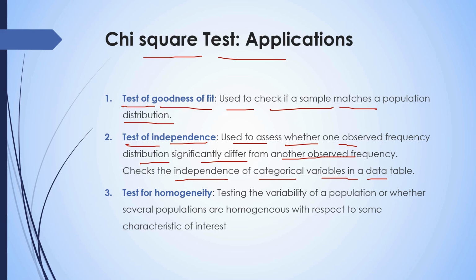The third application is test of homogeneity. This means we are testing the variability of a population, or whether several populations are homogeneous with respect to some characteristic of interest, like how similar the different samples you have taken are to each other with respect to a particular characteristic. This would tell you how similar different samples or different populations are.